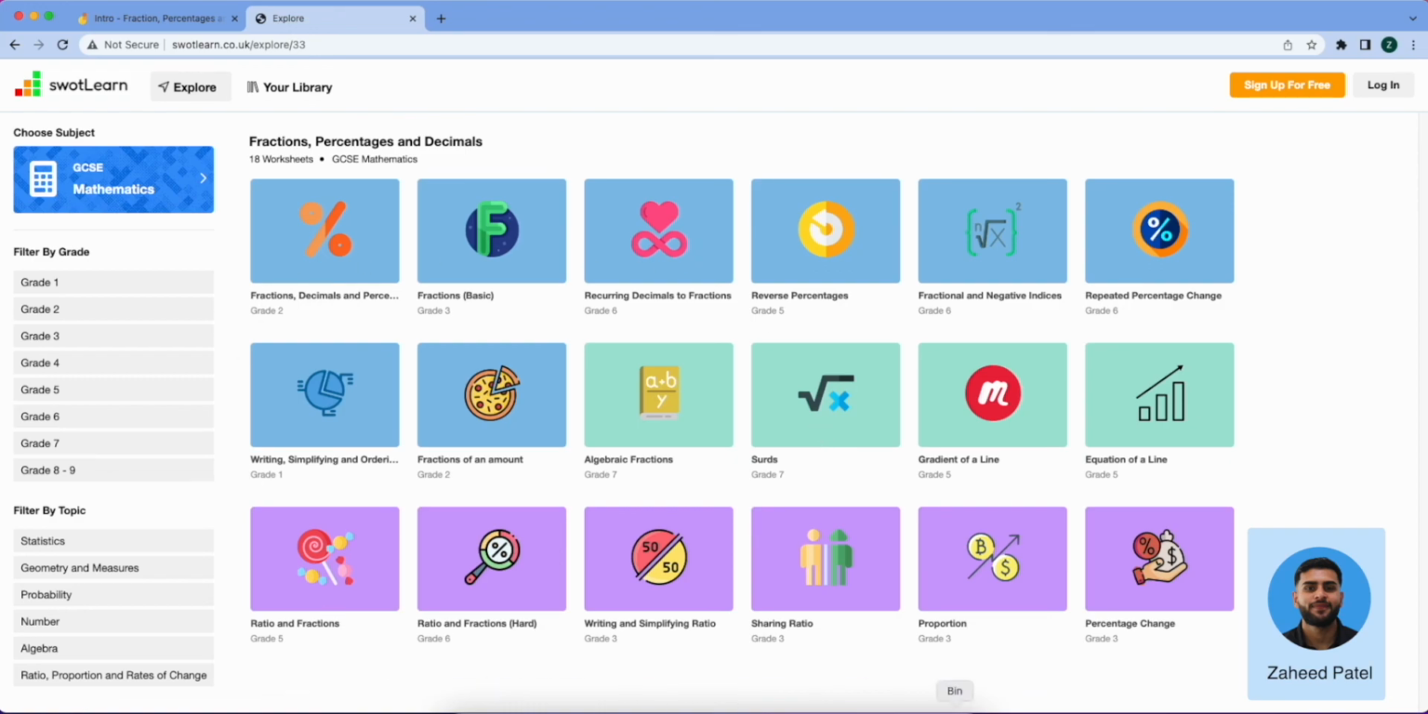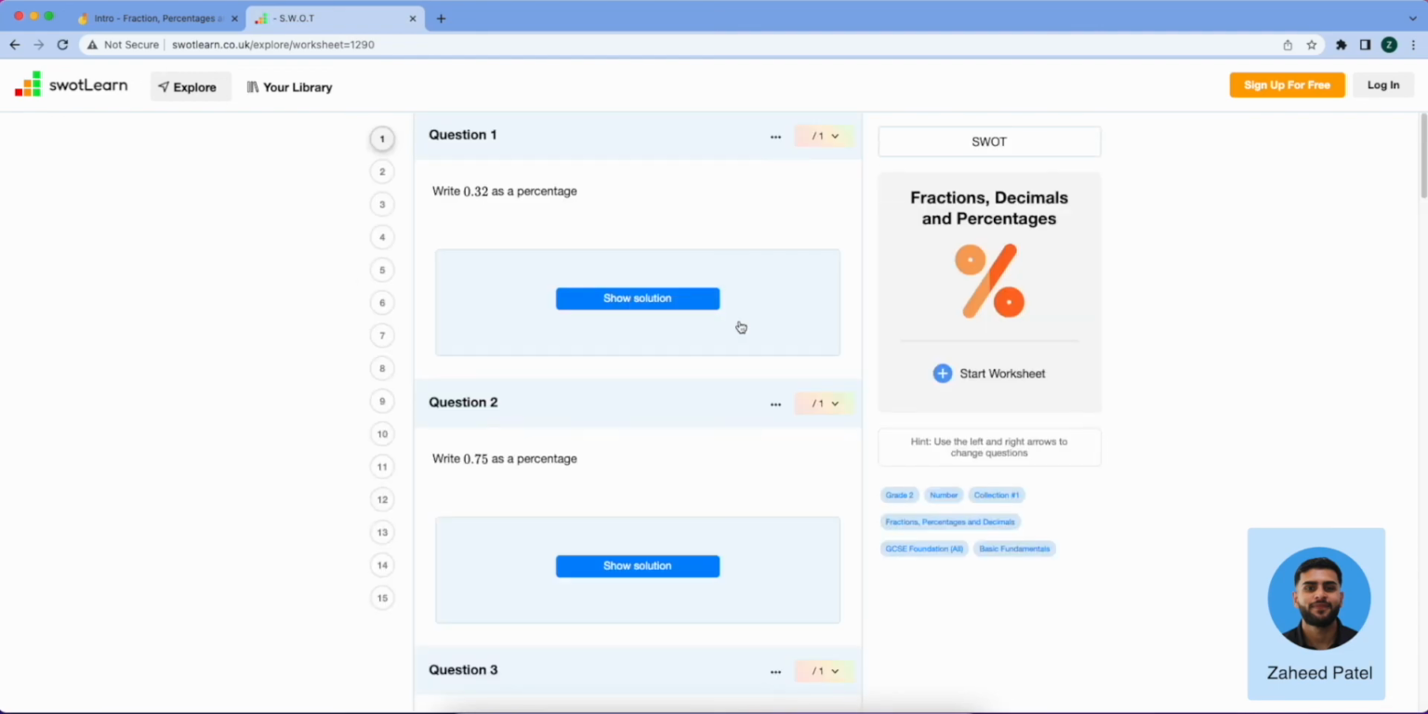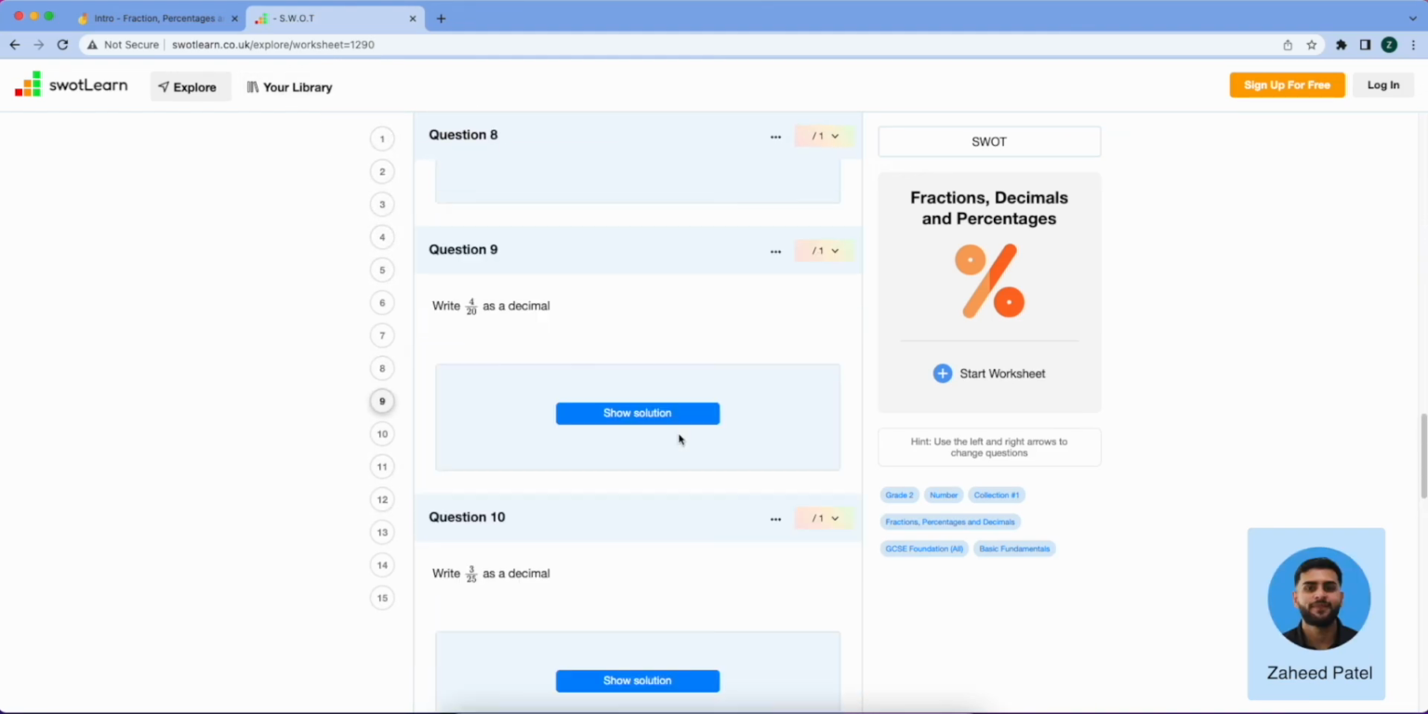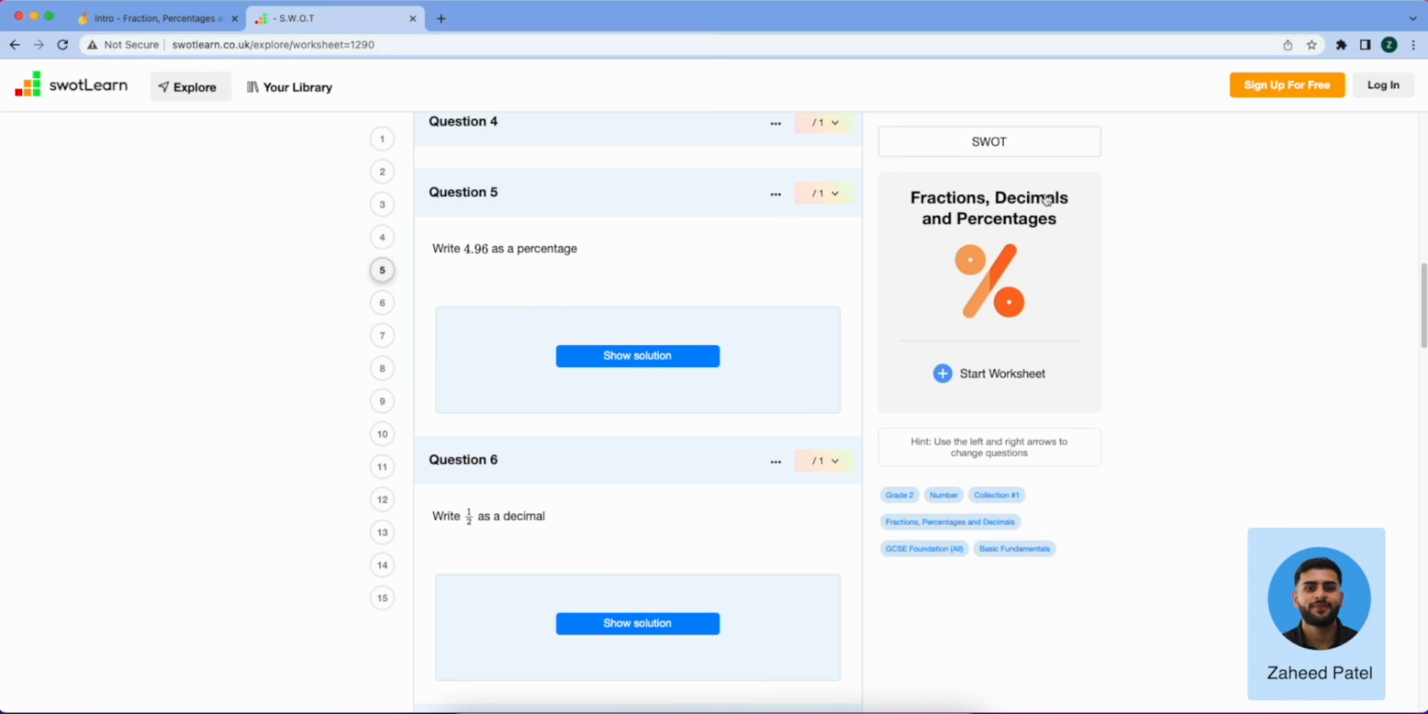Here's some good practice to get familiar with all of these things. You can take a look at grade 2 fractions, decimals, and percentages. This one's a pretty good one. Write 0.32 as a percentage, and so on and so forth. We're going to be working through some of these worksheets as well, whilst we're trying to learn it. Okay, cool.